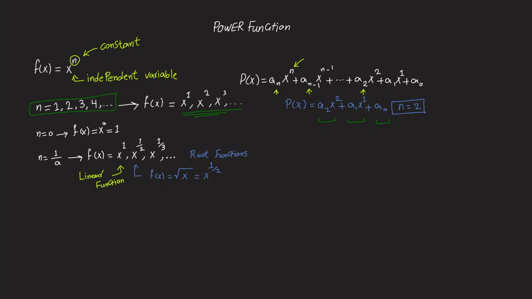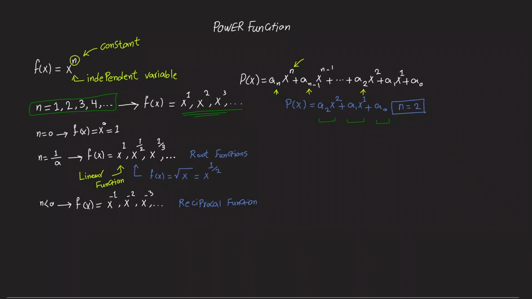Now let us examine the case where n is less than 0. So -1, -2, -3, and so on, so forth. We will get power functions of the type x to the power of -1, and x to the power of -2, and x to the power of negative 3, and so on, so forth. These are what we call reciprocal functions, and the most popular function amongst the reciprocal functions is the function f of x equals x to the power of negative 1. We know that we can write this function as 1 over x.